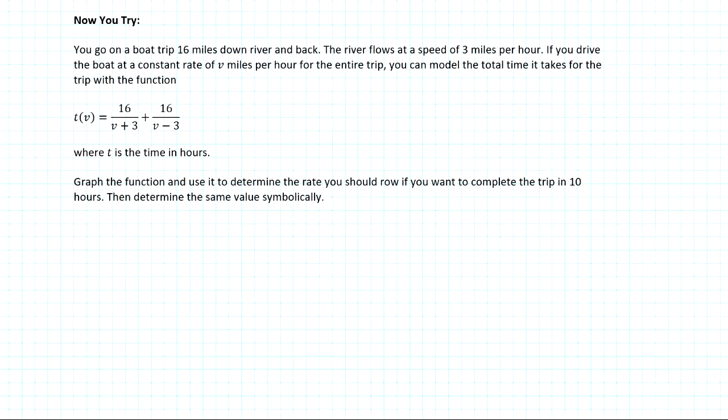In the previous video, I described where this function comes from, how we come up with this function so that it makes sense. I'm not going to go back through all of that now. If you want all of that understanding, please watch the previous video. Here we're just going to dive right in where we want to graph the function and use it to determine the rate we should row if we want to complete the trip in 10 hours now. And then we'll determine the same value symbolically. So let's go ahead and pull up GeoGebra.